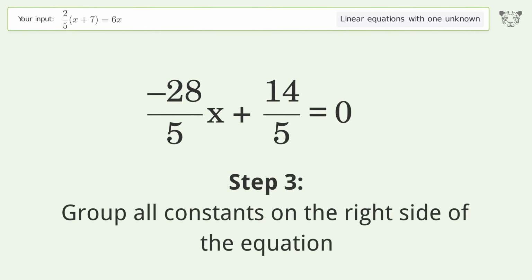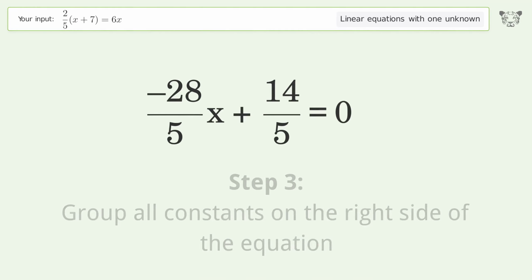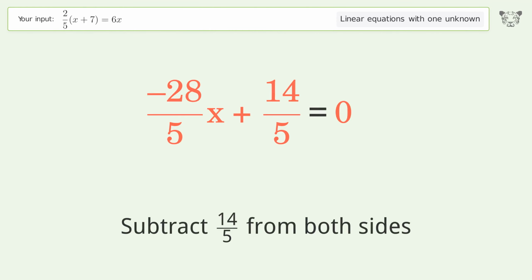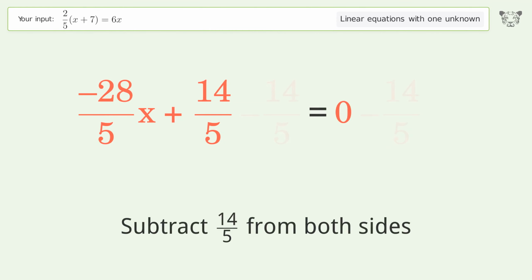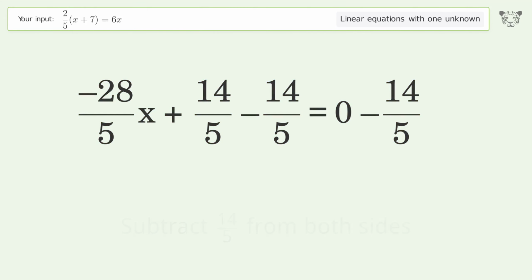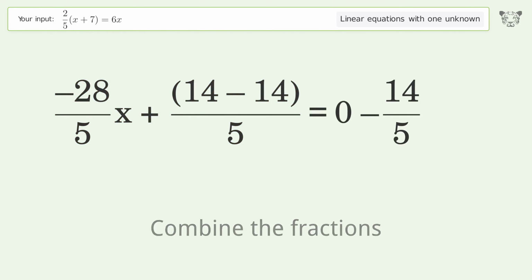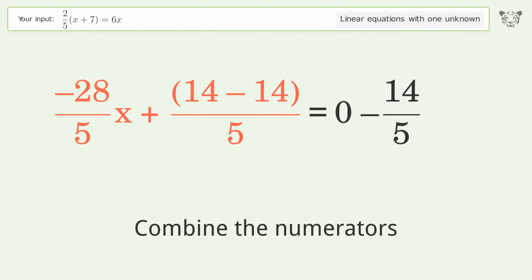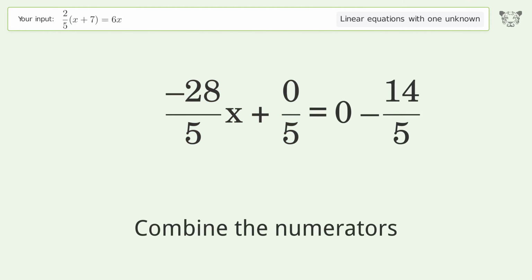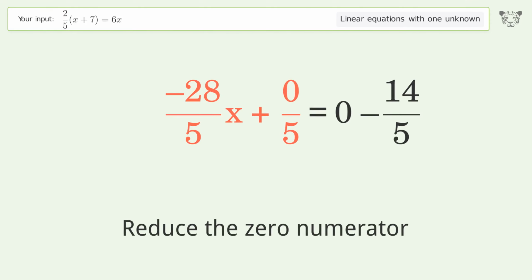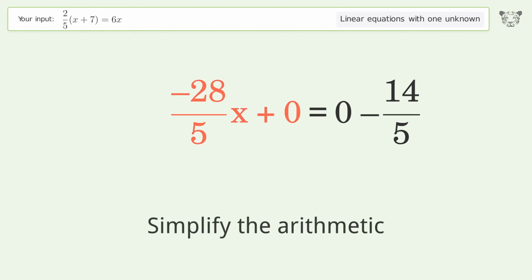Group all constants on the right side of the equation. Subtract 14 over 5 from both sides. Combine the fractions. Combine the numerators. Reduce the zero numerator. Simplify the arithmetic.